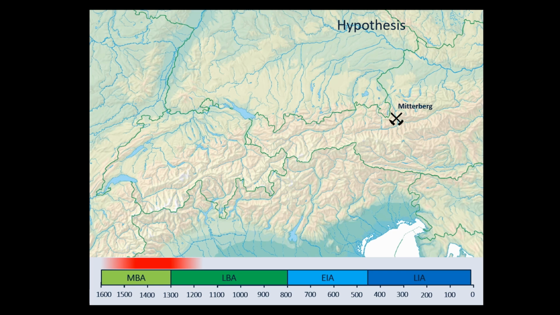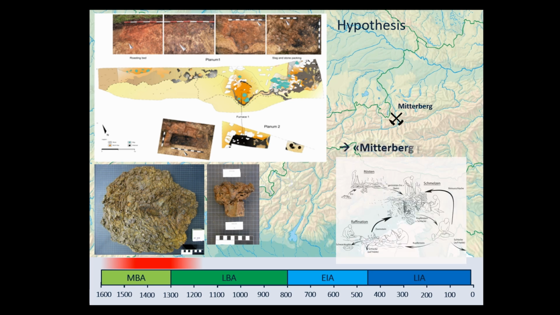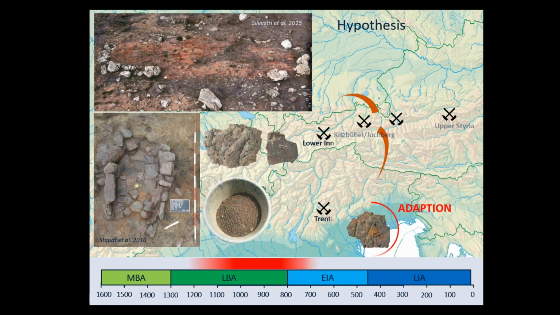So the hypothesis at the end of the project, which lasted until 2018, was that in the Middle Bronze Age at the Mitterberg started the smelting process, which is specified through specific structures and specific finds, because this was the first time this structure was found. It was called the so-called Mitterberg process, a specific way of smelting the material, of getting copper out of the ore. And then this process spread going into the late Bronze Age to Kitzbühel, Jochberg, to Upper Styria.